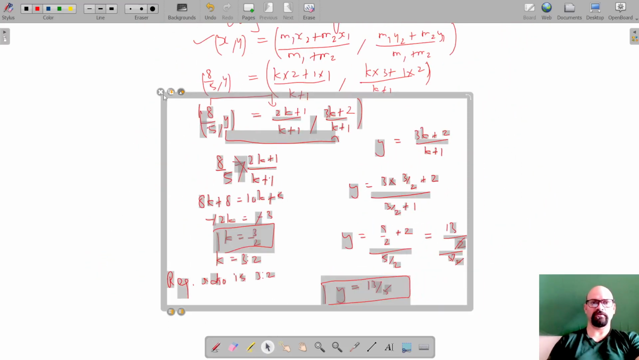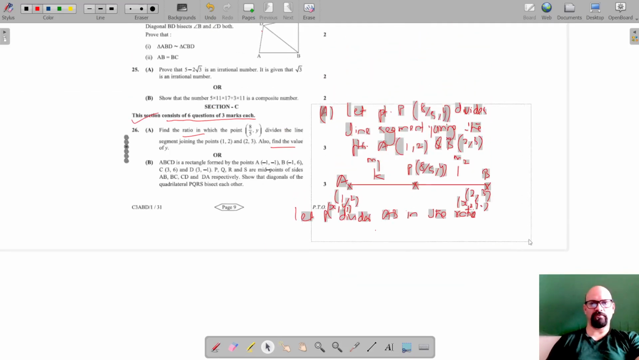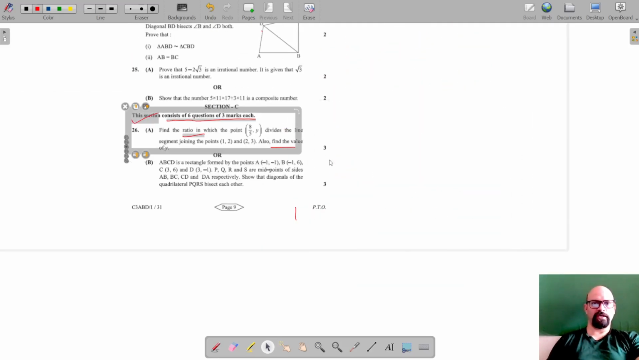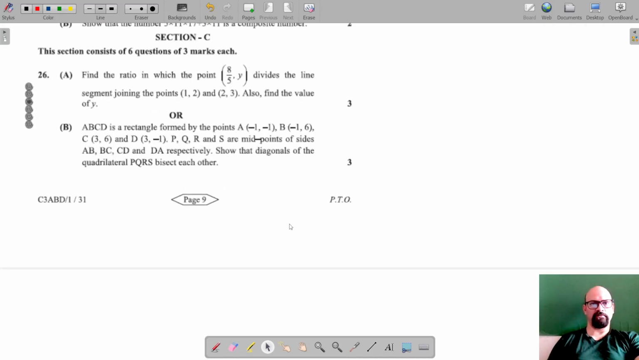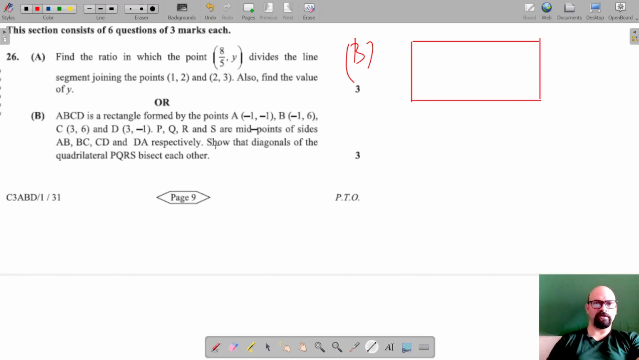I'm going to erase this. Okay, moving on to part B, we have to show something for the given coordinates of a rectangle. ABCD is a rectangle that's given to us. Let's draw our rectangle ABCD, and P, Q, R, S are the midpoints of sides AB, BC, CD, and DA.